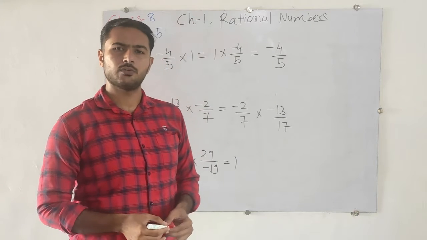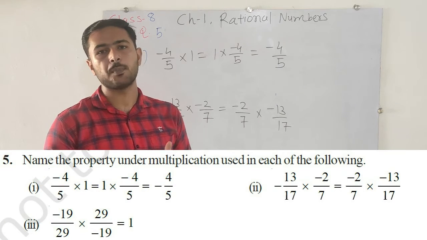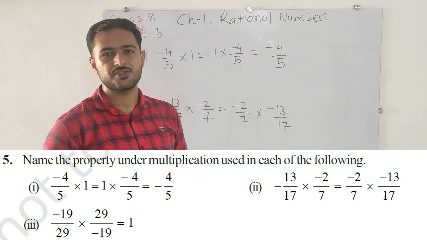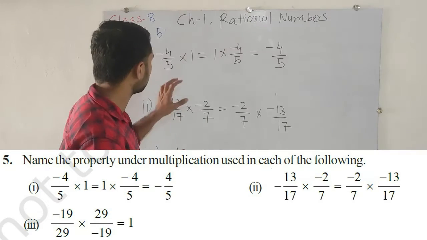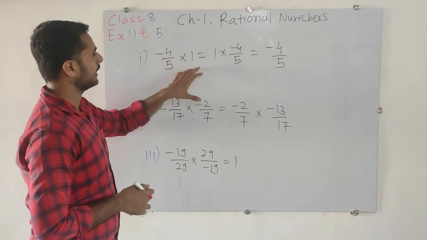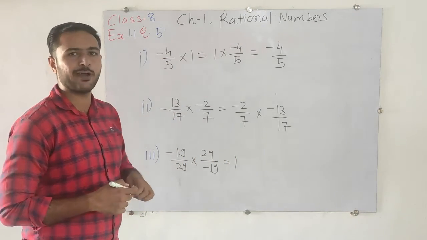In question number 5, there are 3 statements given, and we have to find out the particular property which is used for those particular problems. Okay, so let's start with the first one. Here see, minus 4 by 5 multiplied by 1 is equal to 1 multiplied by minus 4 by 5, which is equal to minus 4 by 5.